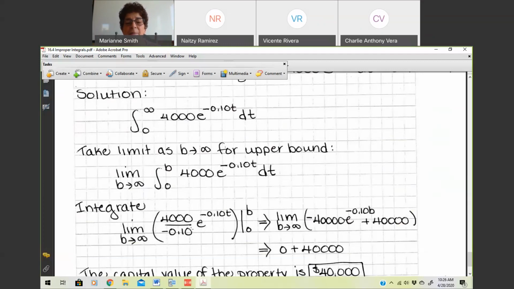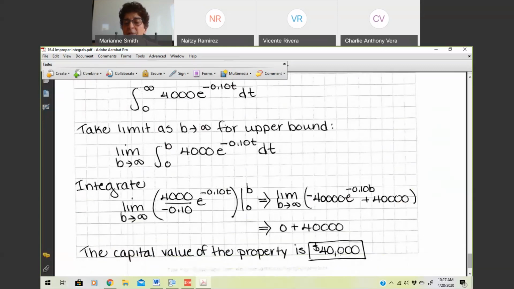The second term is going to be e to the 0.10 times 0, which is e to the 0, which is just 1. So this becomes minus a negative 40,000, positive 40,000 times 1. So the capital value of my asset turns out to be $40,000. Basically, that's what I need to invest at 10% to equal the income flow from that asset. So let me ask you here, are we okay with capital value?